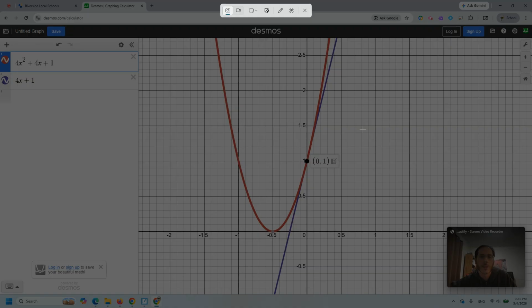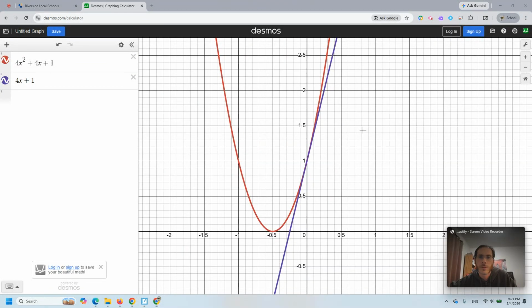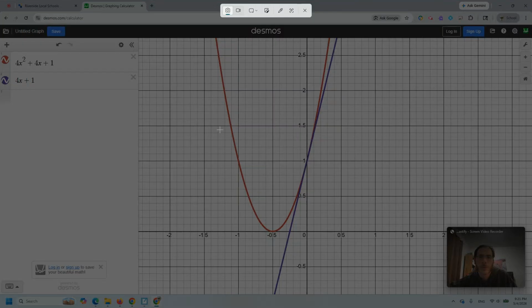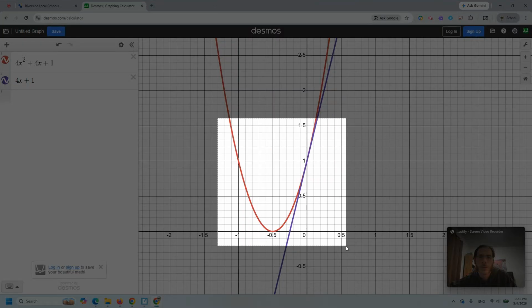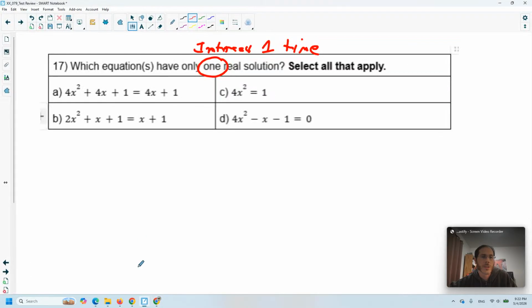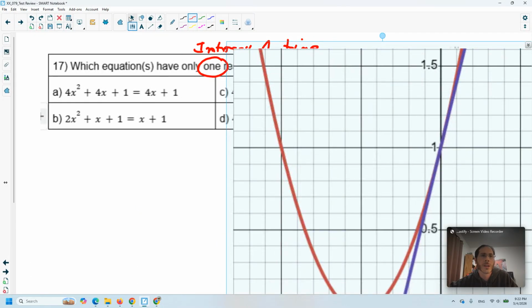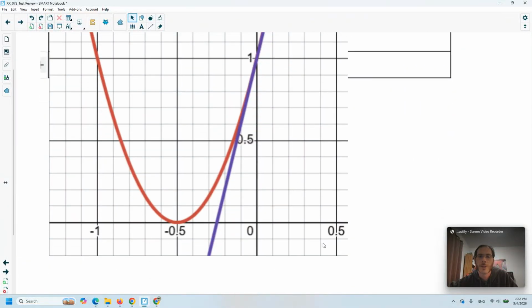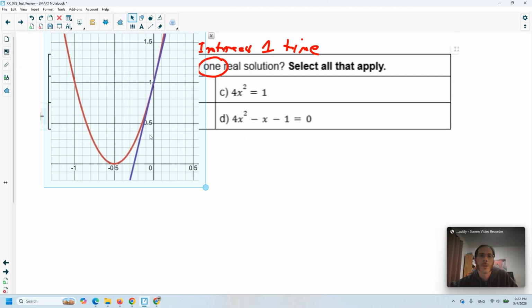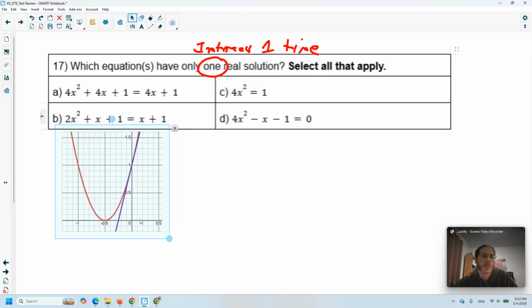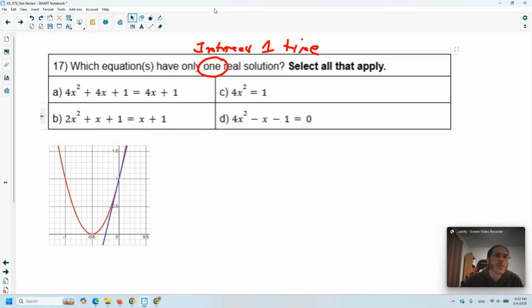Since it's just glancing, it's just tangent, we're not going to pick A. So A is not going to be correct because A only touches, oh, we are going to pick A. We want one real solution. Never mind. That's exactly what we want. So yeah, we have this one intersection right here. So we're going to pick A.